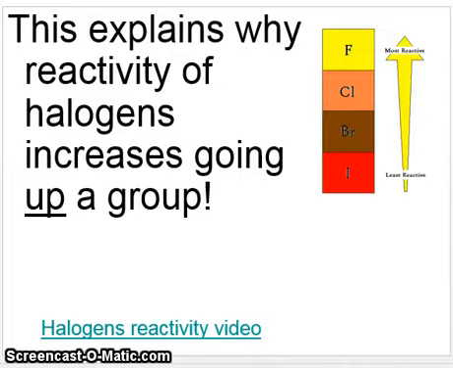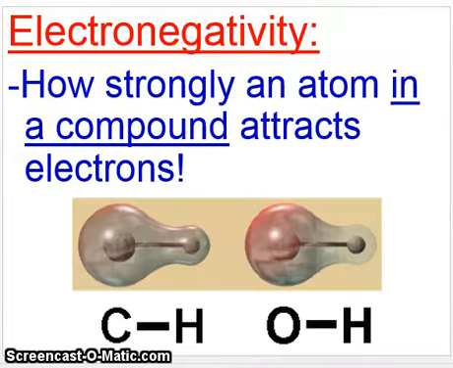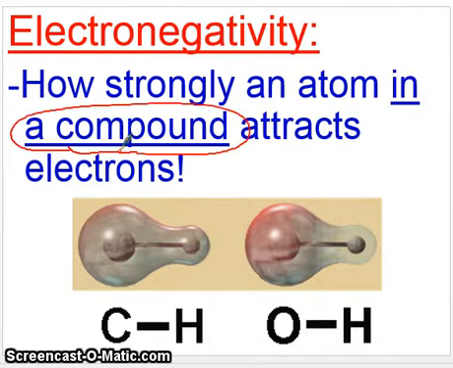And then the last trend that we'll talk about is something called electronegativity. This is actually similar to what we just talked about, electron affinity. But electronegativity is how strongly an atom in a compound attracts electrons. So when these elements become compounds, when they react with one another, they exhibit this trend. So this trend applies to compounds, not to pure elements.